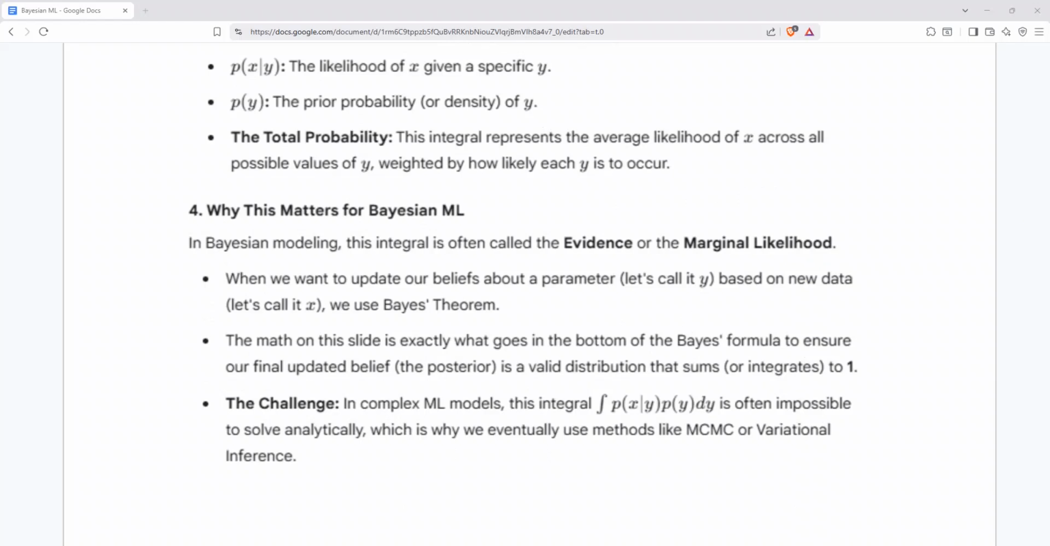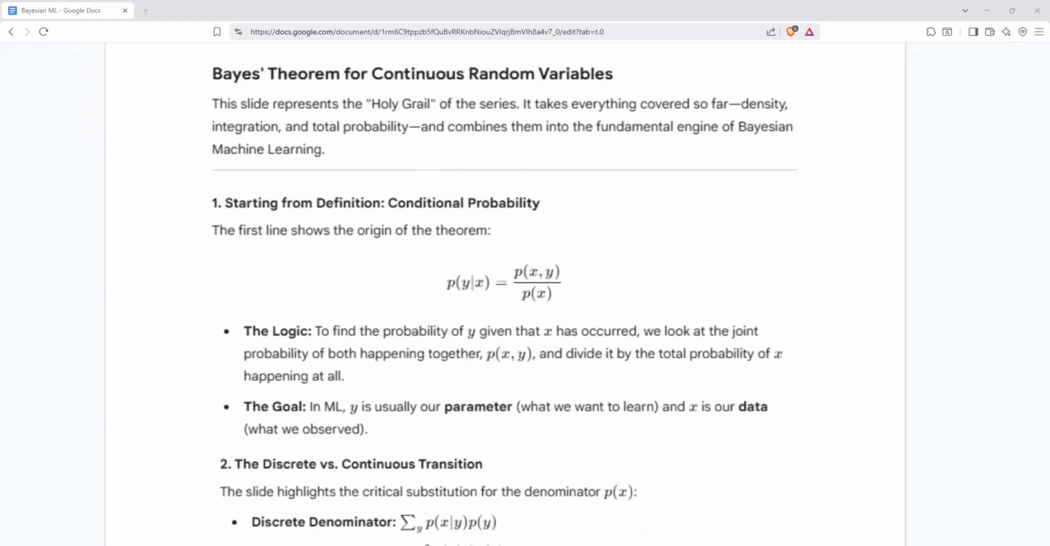So conceptually, the idea is simple. Consider all possible causes y and average their effect on x. But computationally, this is where Bayesian machine learning becomes powerful and challenging. Now we finally arrive at the core idea, and this is the main engine behind Bayesian machine learning. Everything we've discussed so far, density, integration, total probability, comes together here.